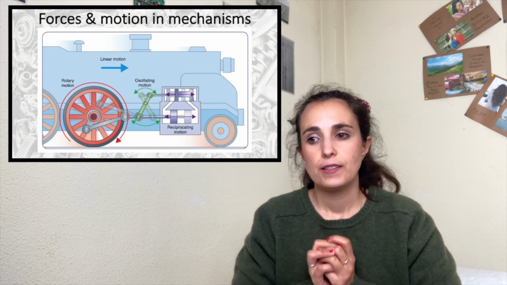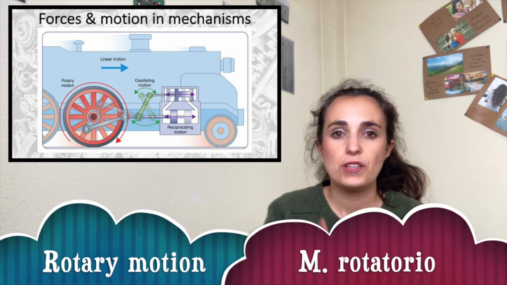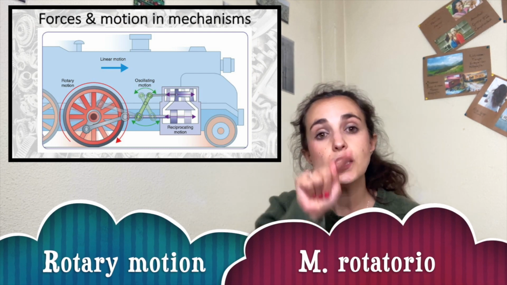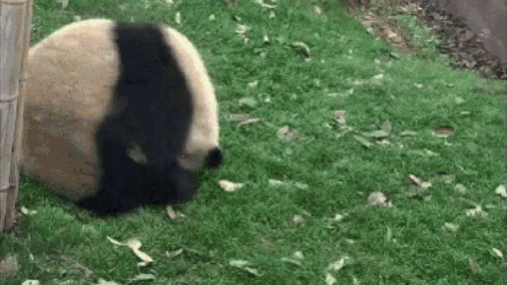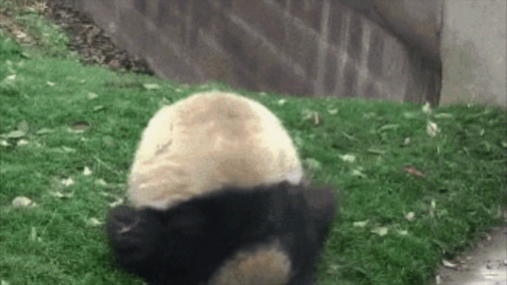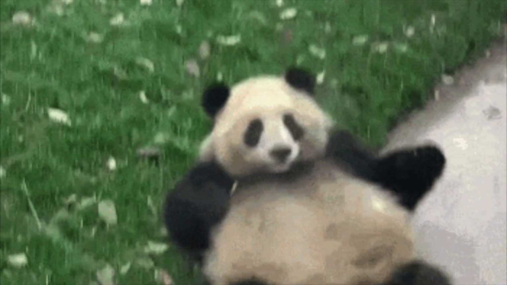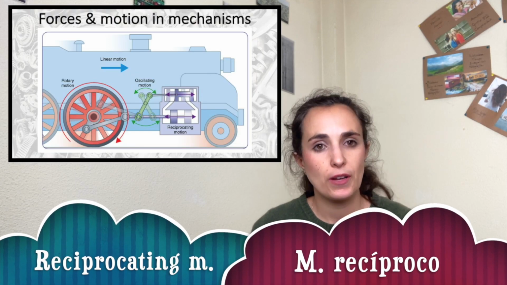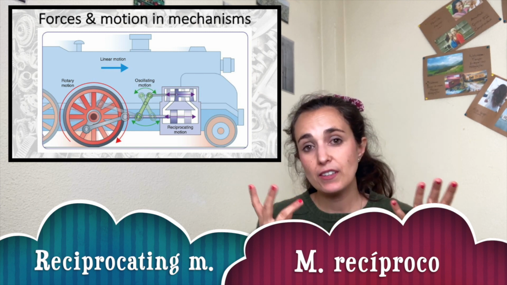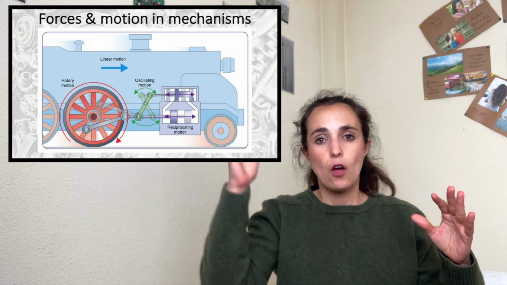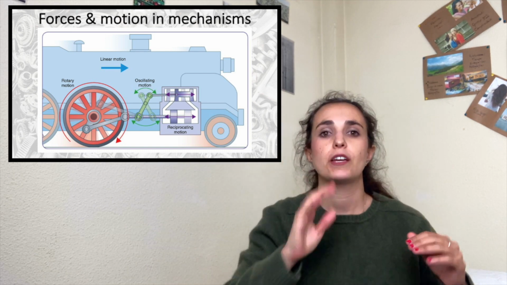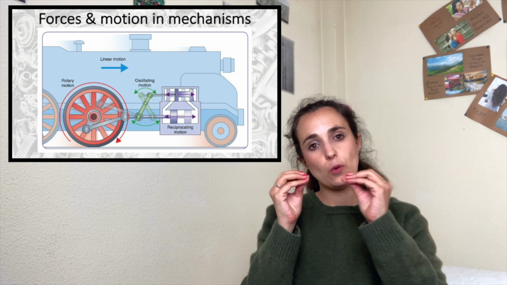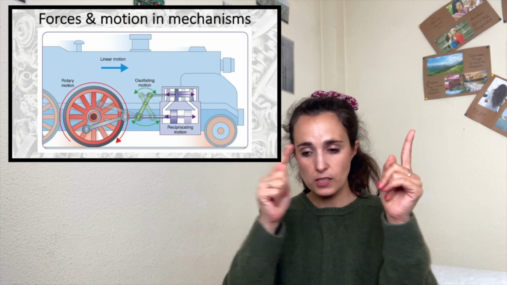Then we have the rotary motion, which is the rotational, like moving in circles, like wheels in a train, in a car. Then we have reciprocating motion. It's a weird word, but it just means going back and forth, back and forth, back and forth, okay? So it's like doing the same motion in two senses all the time.